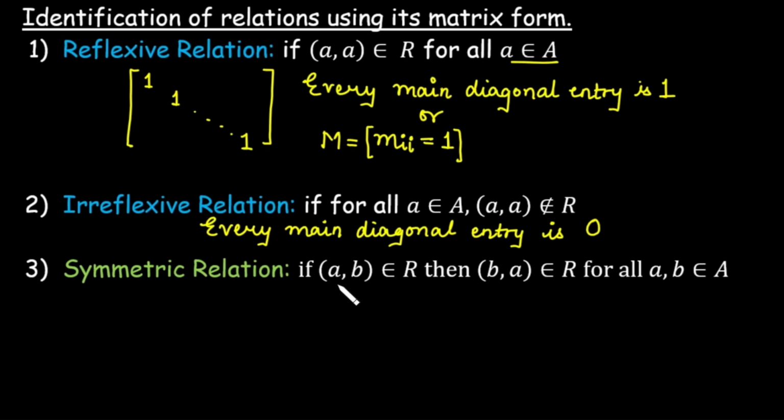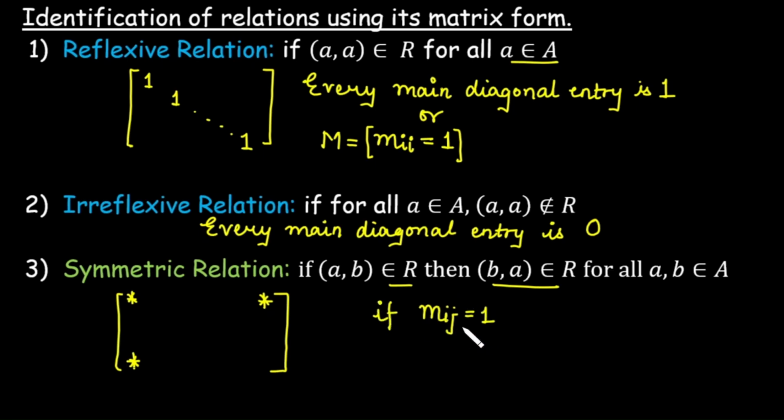Symmetric relation means if the ordered pair (a, b) is a part of the relation, then its reverse should be there, for all elements a and b. If it is there, the reverse should be there; if it is not there, we will not worry about the reverse one. So in this case, what type of matrix are we getting? If this entry is 1, then its reverse entry is 1, and if this entry is 0, the reverse should be 0, because either both exist or both don't exist. What about the diagonals? The reverse of a diagonal entry is itself, so it may be there or may not be there.